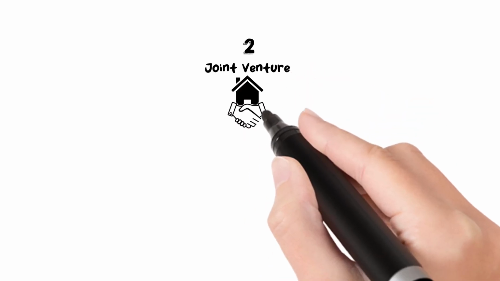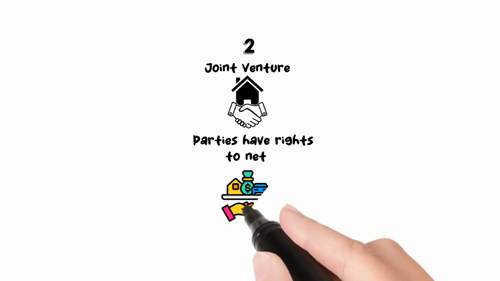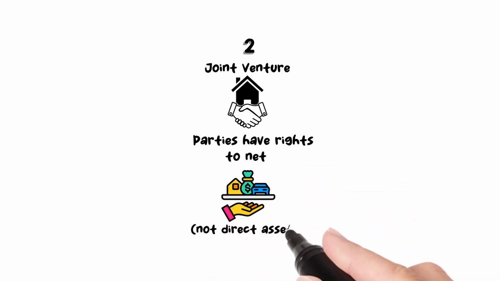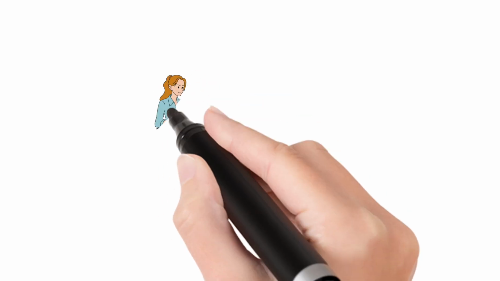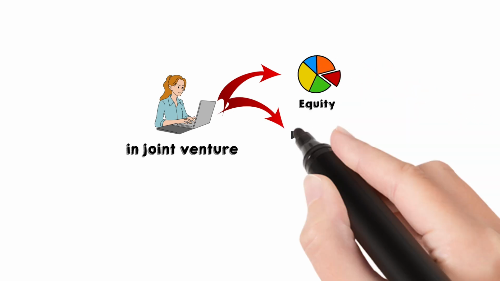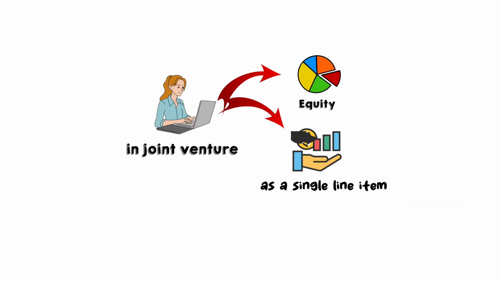Number 2, joint venture. In joint venture, parties have rights to net assets only, not direct assets. Accounting treatment in joint venture: it must use the equity method. It shows the investment as a single line item.